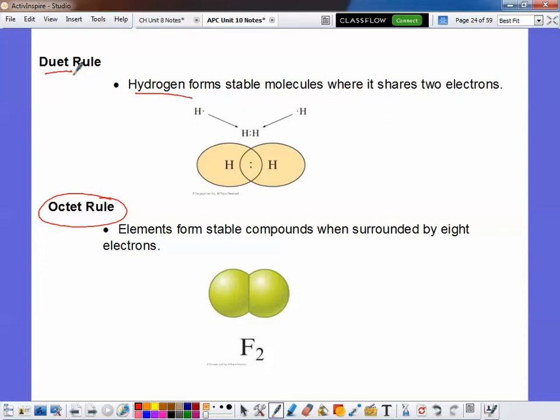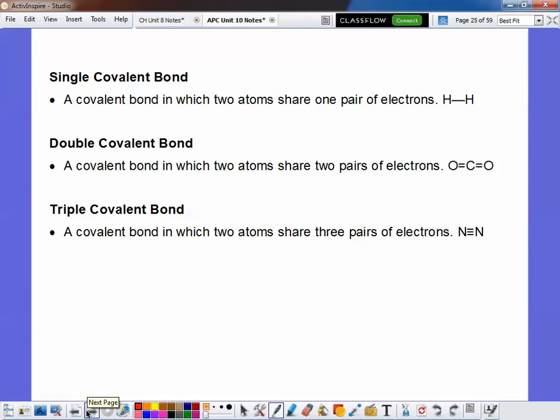Okay. And just a reminder, if it's a single covalent bond, it's when you're sharing one pair of electrons, and a pair is 2. So this would be 2 electrons shared. A double covalent is 2 pairs or 4 electrons, and then a triple covalent is 3 pairs or 6 electrons.